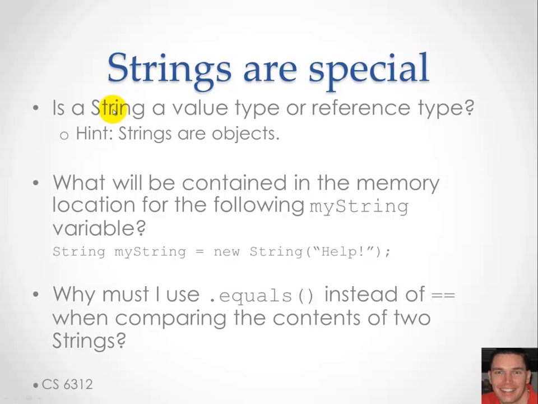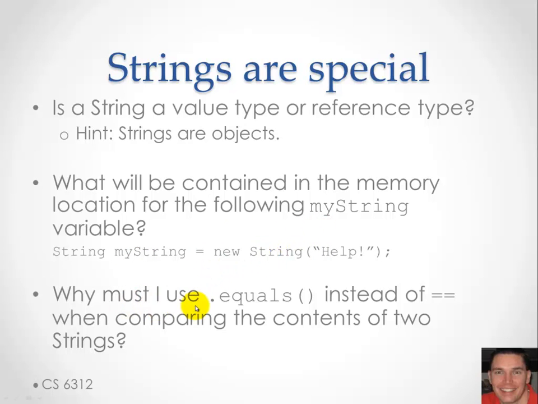The last thing I want to touch base on are strings, and strings are sort of a special case in how we use them. Is a string a value variable or a reference variable, a value type or a reference type? All strings are objects, so anything that's an actual object is a reference variable. So any time you say myString equals new String, it is making a new string object, and myString is now referring to that particular object.